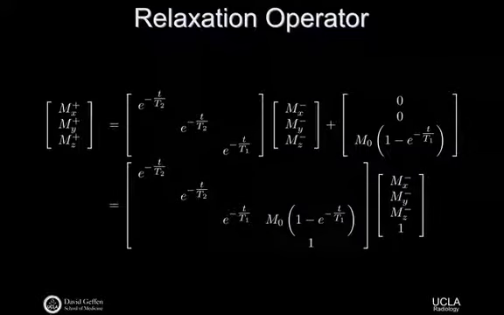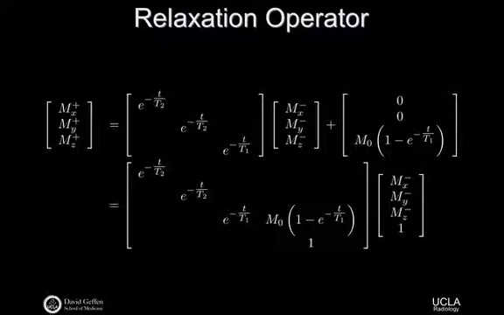Where this really comes into having value, and I said this a second ago, is when it comes to relaxation. If we want to describe what's happening to the bulk magnetization during relaxation, it just gets a little bit tricky from a coding perspective if you're always adding on this returned equilibrium term. So this is the sort of conventional way that you might write it out.